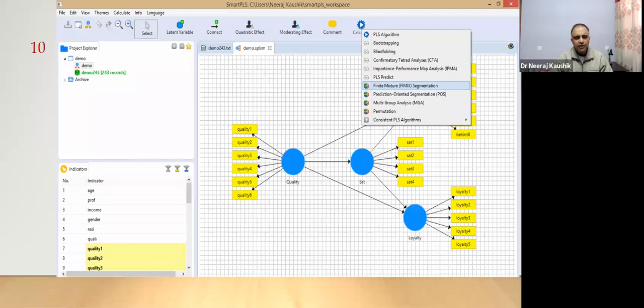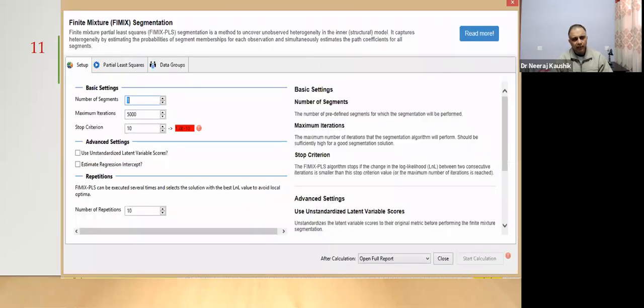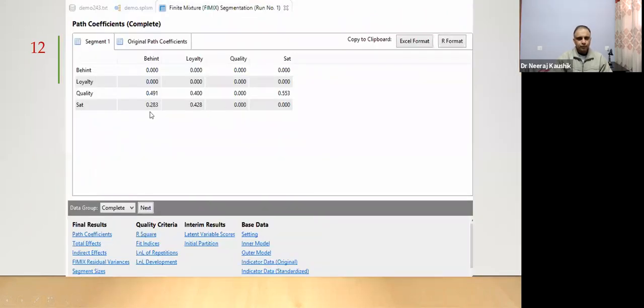Now go back again to this finite mixture, and this time start with 1. We will repeat this process with 2, with 3, with 4. Four times we will do it by changing the cluster segment. Here in the stop criteria, you need to make it 9, or change this number, and then again come back to 10. Maximum iteration 5000, the default value. Click on start, and then you will get these values.